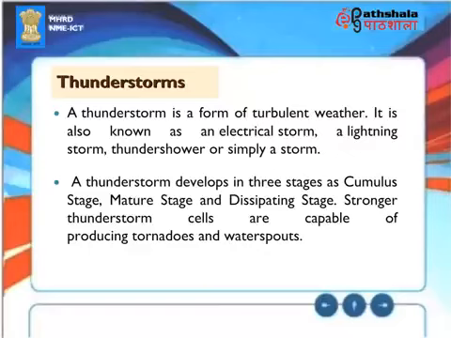Thunderstorms. A thunderstorm is a form of turbulent weather. It is also known as an electrical storm, a lightning storm, thunder shower, or simply a storm. A thunderstorm develops in three stages: cumulus stage, mature stage, and dissipating stage. Stronger thunderstorm cells are capable of producing tornadoes and waterspouts.